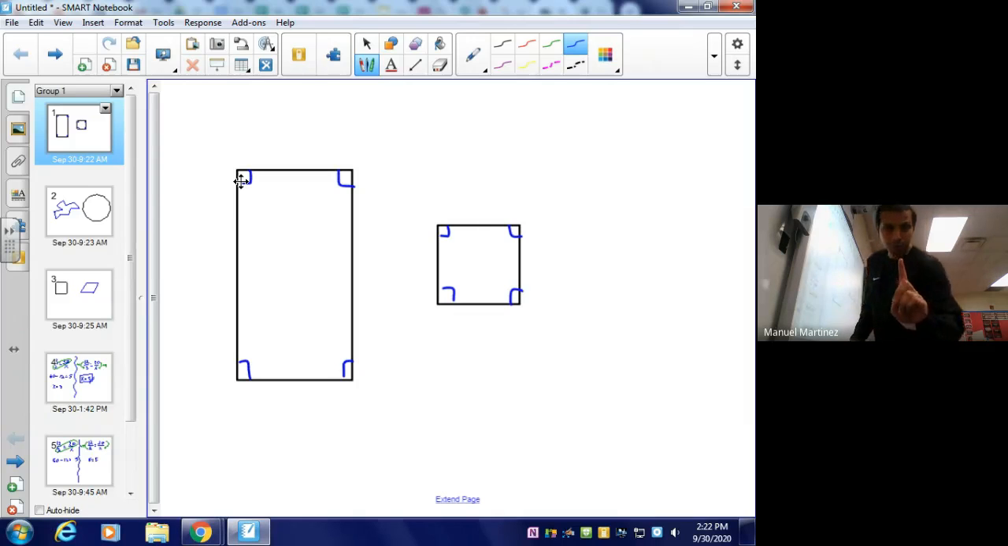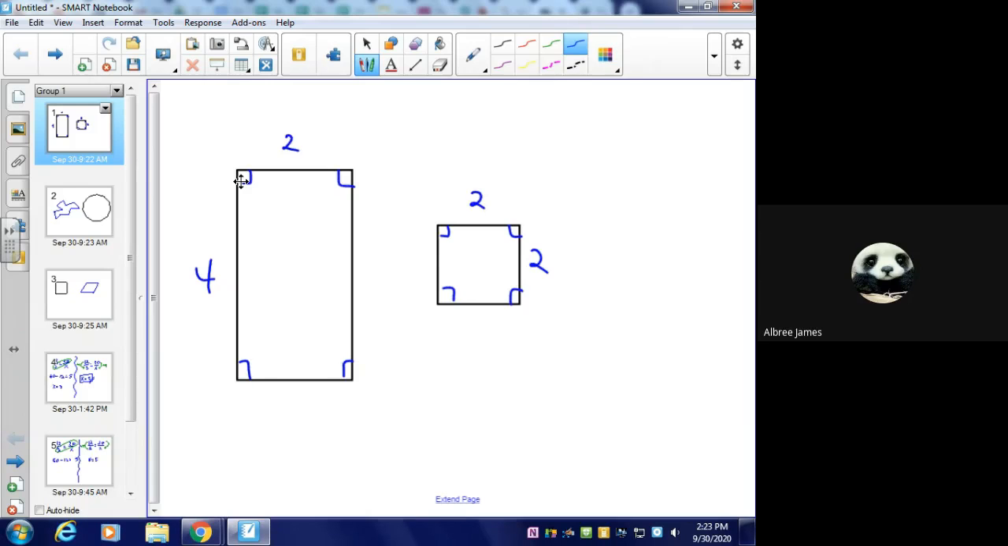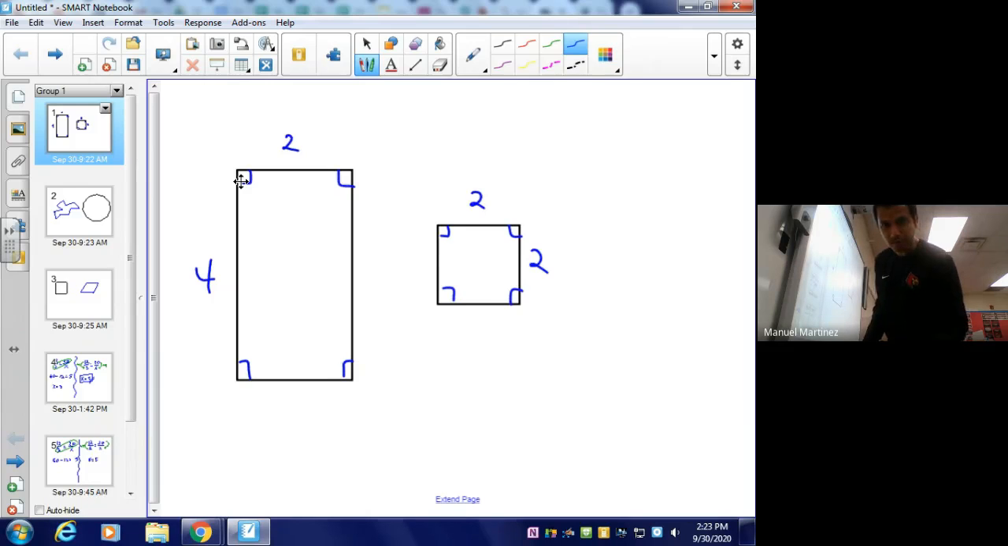So we're good with the first condition. The angles are congruent. Now, the thing is, are the sides proportional? Let's say this is 4 and this is 2, and this is 2 and this is 2. Are they proportional? No, not really. Let me show you why.